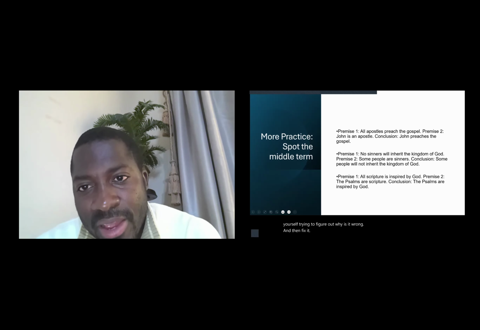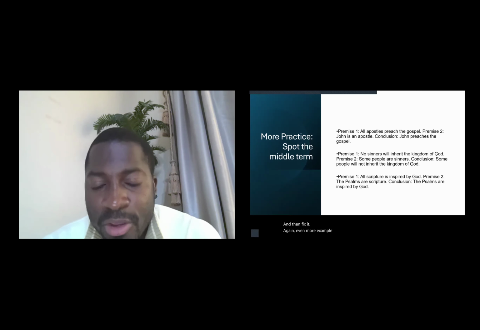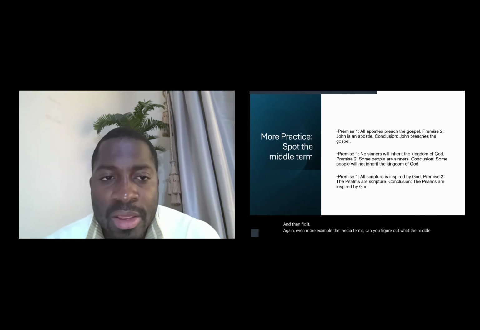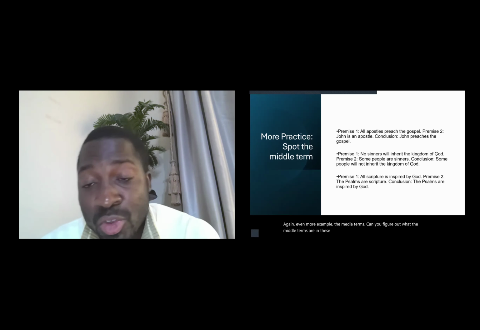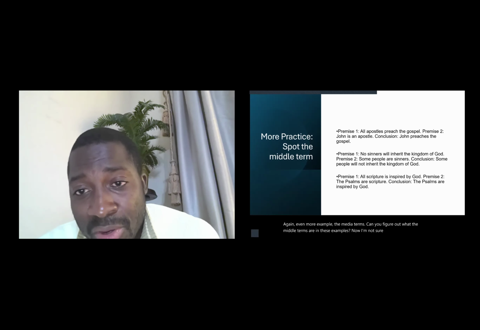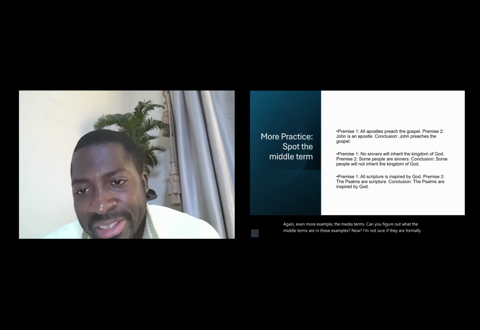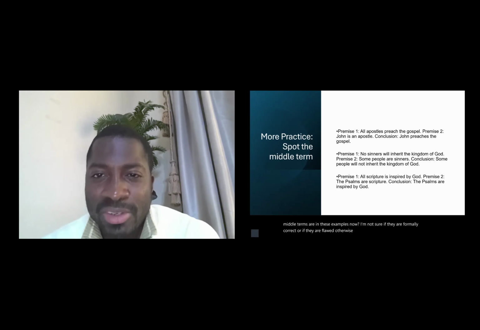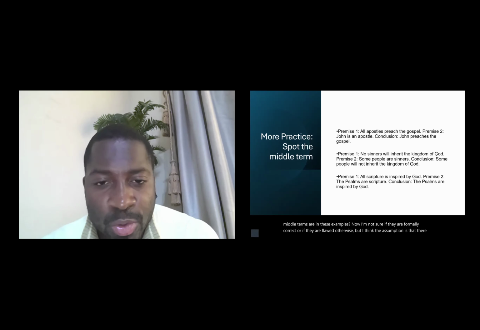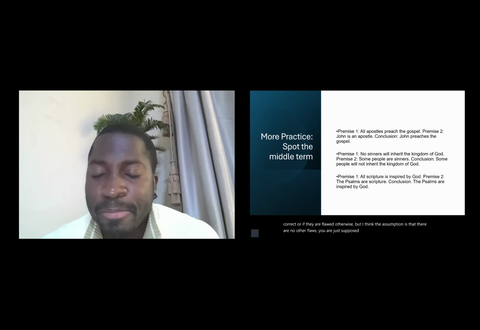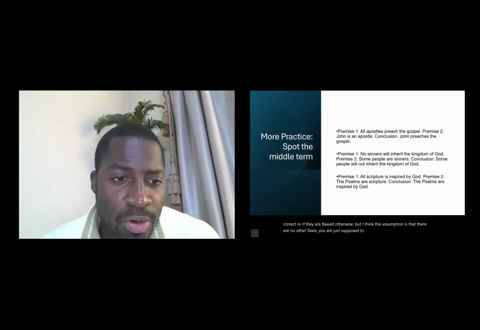Again, even more examples, the middle terms. Can you figure out what the middle terms are in these examples? Now, I'm not sure if they are formally correct or if they are flawed otherwise, but I think the assumption is that there are no other flaws. You are just supposed to recognize the middle terms.